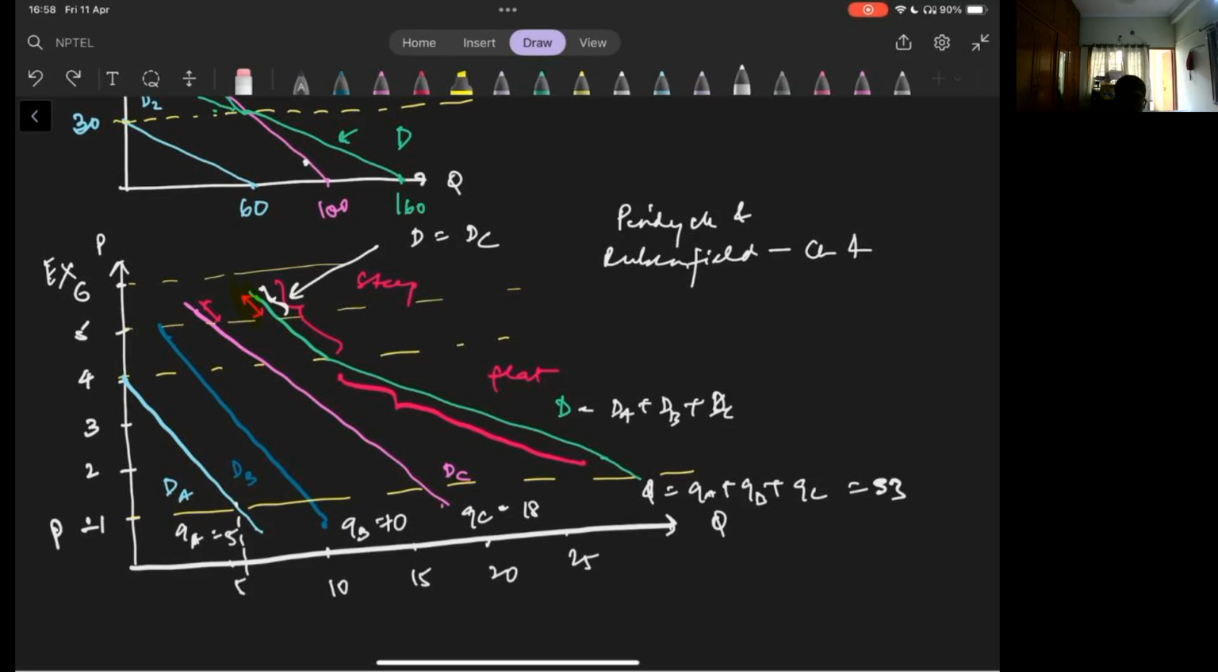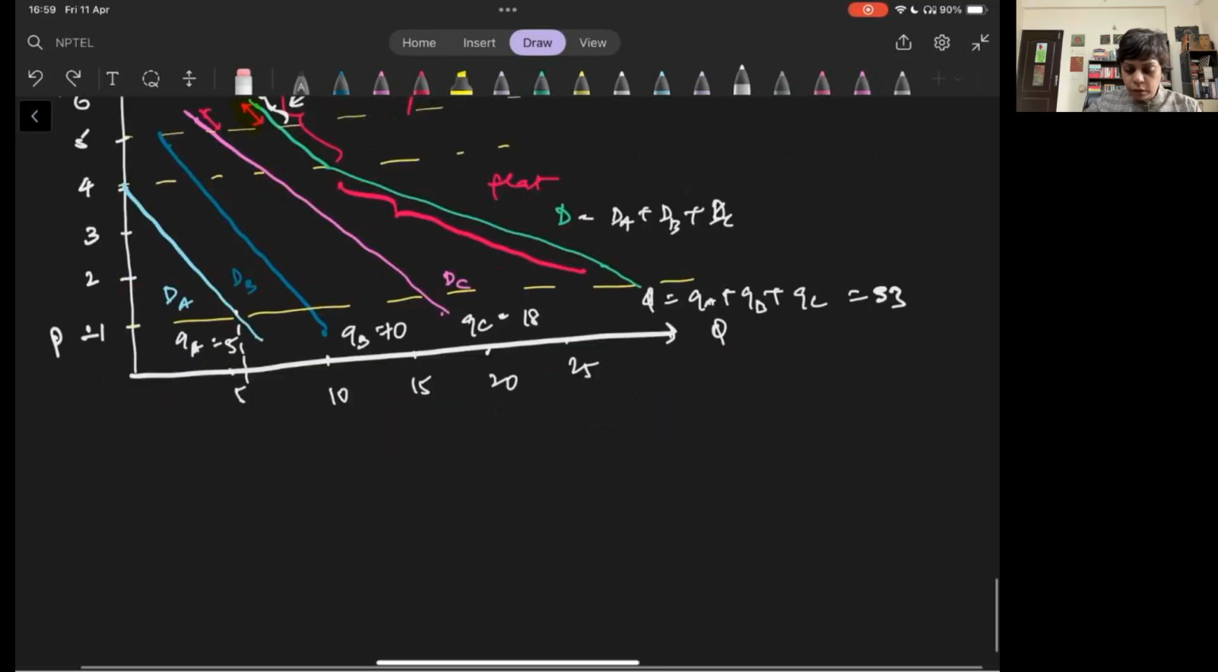Madam, what's the spelling of Pindyck? P-I-N-D-Y-C-K. Okay, madam, I will look it up. Yes, Pindyck and Rubinfeld, Robert Pindyck and Daniel Rubinfeld. This is the ninth edition which I am referring to, but I think this diagram is going to be there in other editions also.